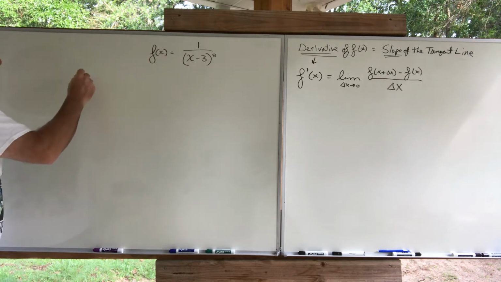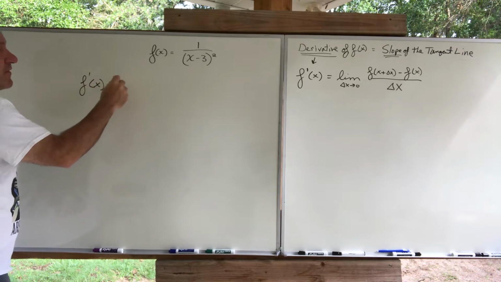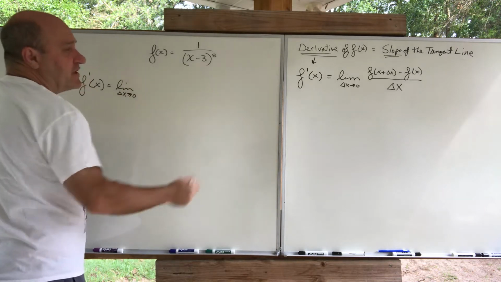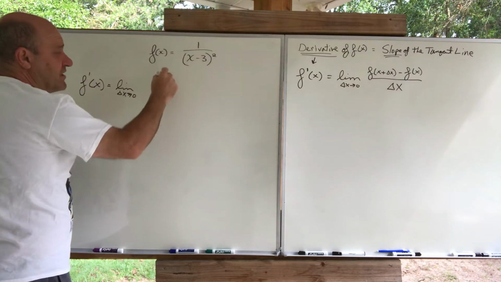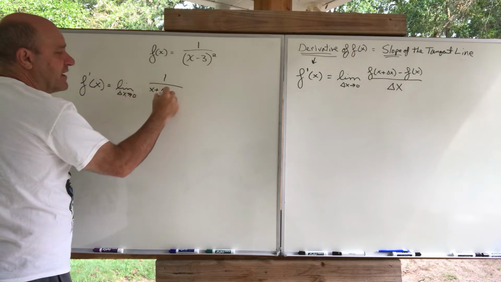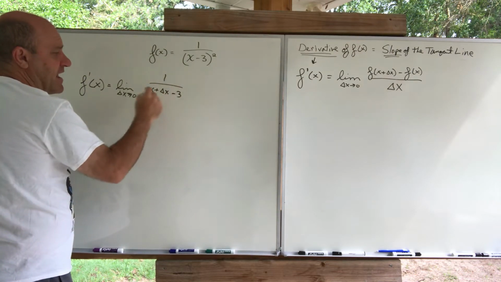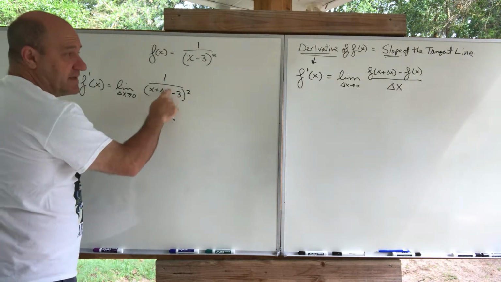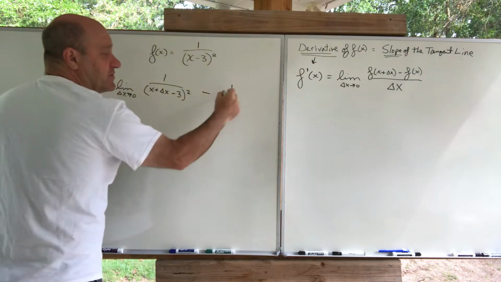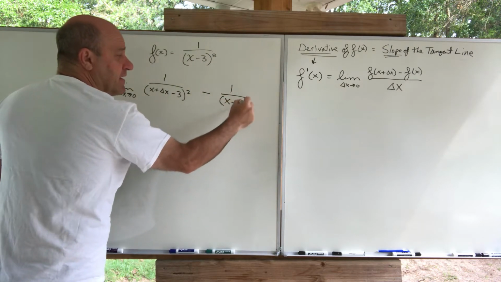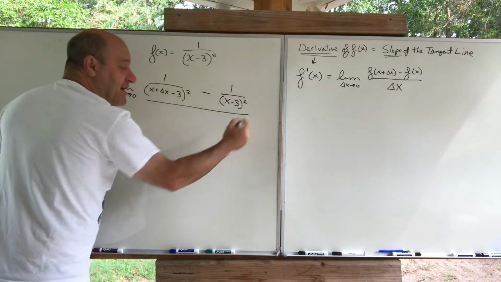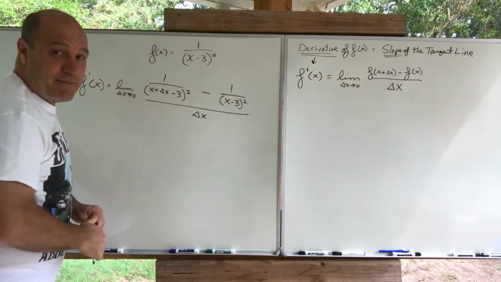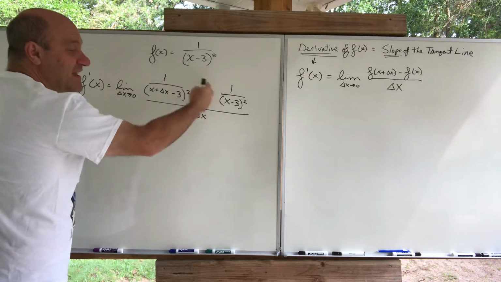Here I go. The derivative is the limit as delta x goes to 0. And then I need f of x plus delta x. That means I take the function and I plug in x plus delta x for that x. So then I have minus 3 squared in the denominator there. That's f of x plus delta x minus f of x, which is just the function itself. So my numerator is full of these fractions, and then it's all over delta x. So that's kind of a mess. That means you've got to get a common denominator in your numerator.